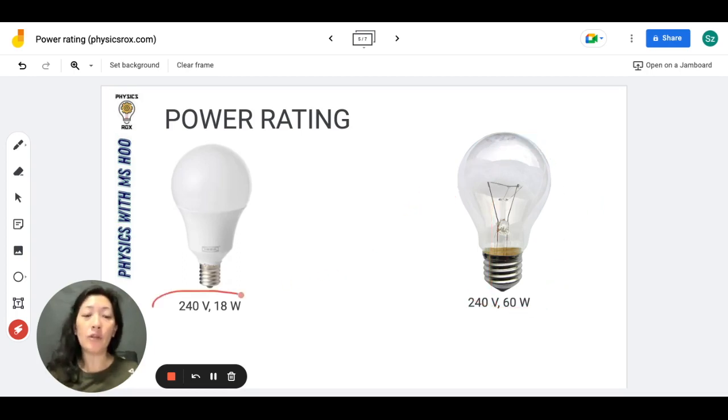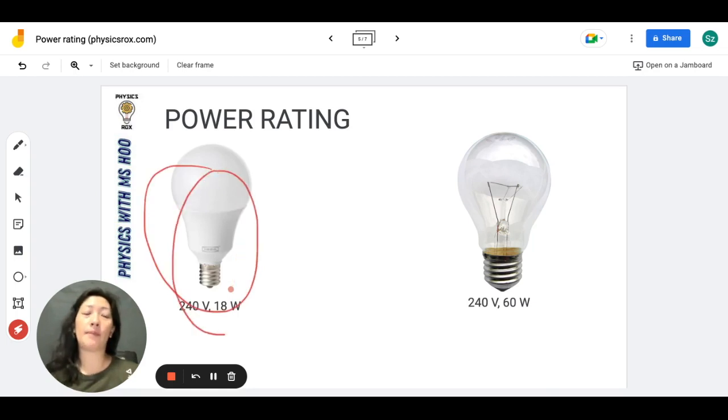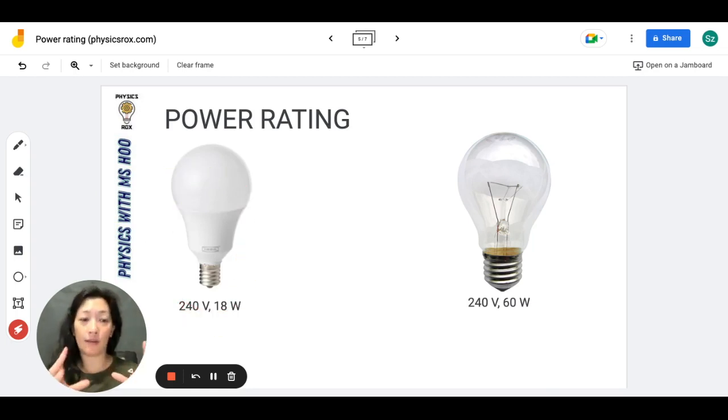So looking at the numbers here, this light bulb, for example, is rated 240 volts, 18 watts. That means that you connect this light bulb to a 240 volts power supply. If it's receiving 240 volts of voltage, it will be using 18 joules of energy per second, or 18 watts of power. This light bulb, however, connected to the same voltage, is using a much higher value of power at 60 watts, or 60 joules of energy per second.